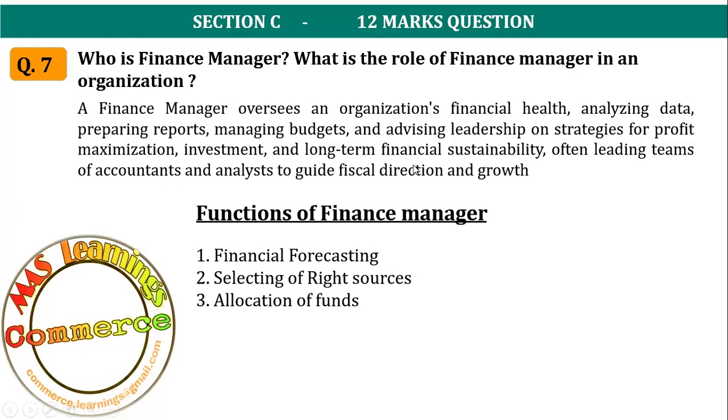selection of the right source, and allocation of funds. Once he selects sources, long term as well as short term, equity, preference, debt, loan, debenture, whatever it may be, after analyzing and selecting sources, he has to allocate, that is, invest that fund. Analyzing as well as appraising financial performance: he has to cross-check whether whatever investment he has done is going according to his plan or not.